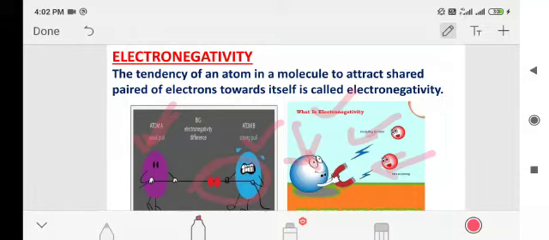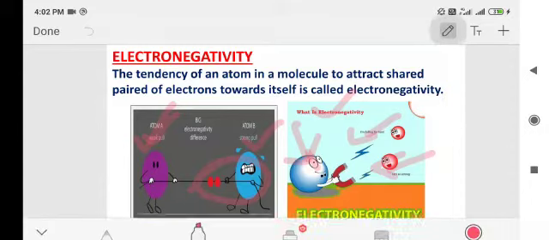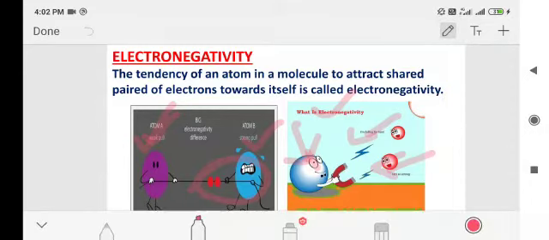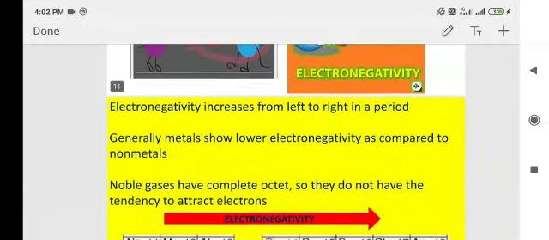So in simple language, during bond formation, out of two atoms, one may be more electronegative. That means that atom may have a tremendous force to attract electrons towards itself. That phenomenon is called electronegativity. Now we will see across a period what happens to electronegativity.